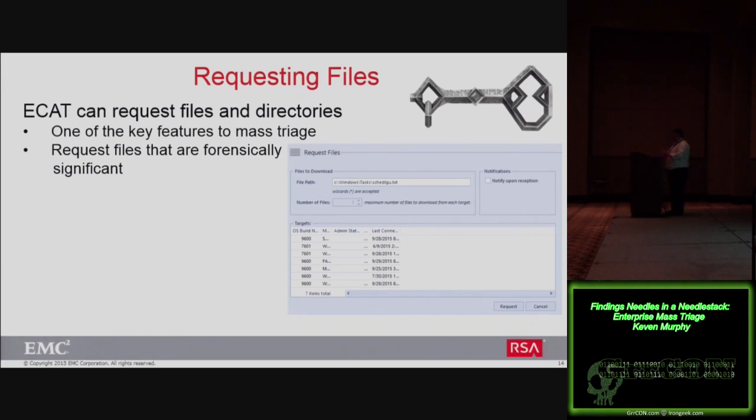So within the ECAT, one of the nice features is I can request files and directories. I can do that across every machine that has the ECAT agent. In this particular case, I'm getting the schedule logs because I want to parse those and do the same sort of frequency analysis as I did with the AT jobs. Here we have a screenshot of what it looks like to request files.